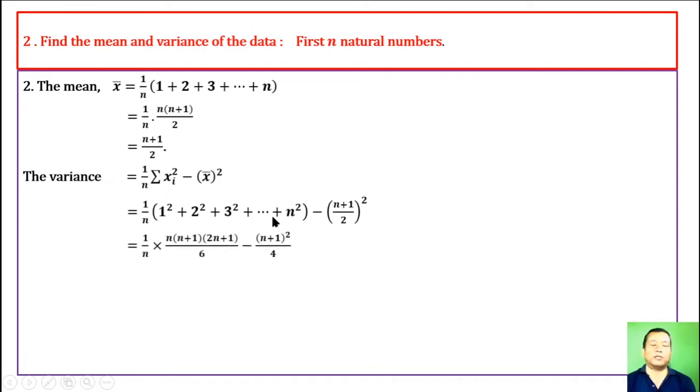We applied the sum of the squares of the first n natural numbers, that is this, and cancelling, we get this. Taking out the common factor n plus 1 by 2 from each term, we get this. Again sum up and combine, we get n square minus 1 by 12, which is the variance. If you take its positive square root, that will be the standard deviation of the first n natural numbers.